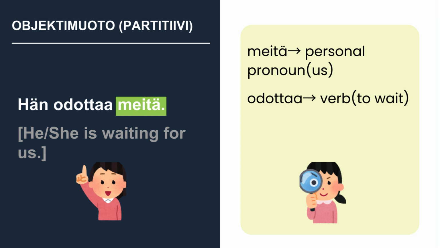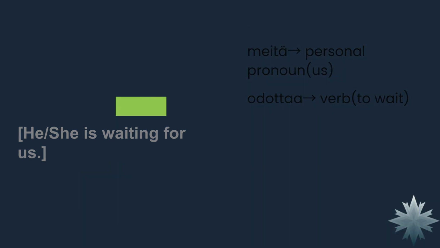To summarize, the accusative is used when the object is completely achieved during the action, and the partitive is used when the action is partial, continuous, or negative. Based on this, it should be clearer when to use accusative and when to use partitive.